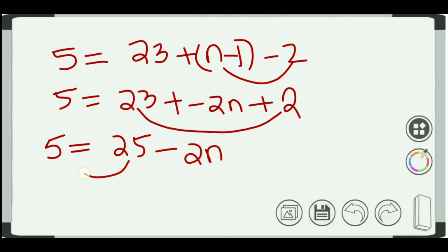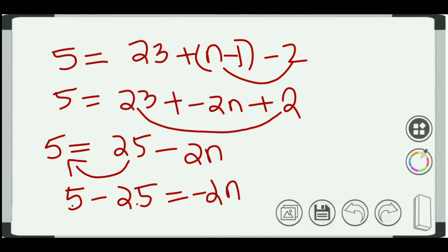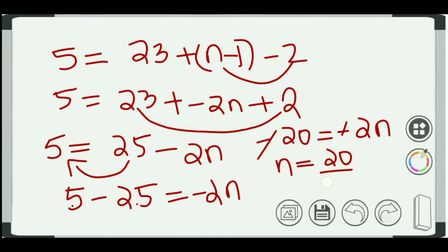I am taking this 25 this side, so 25 will become minus 25. 5 minus 25 equal to minus 2n. See, 5 minus 25 is minus 20, equal to minus 2n. Minus minus cancel. N equal to 20 by 2. N equal to 10. That's all. So there are 10 rows in the flower bed. Simple.